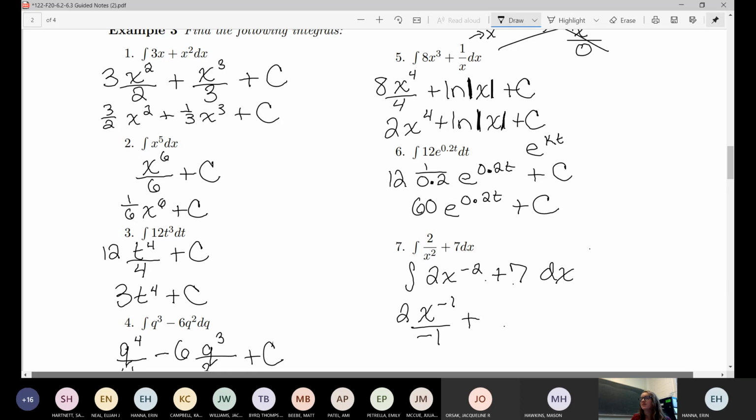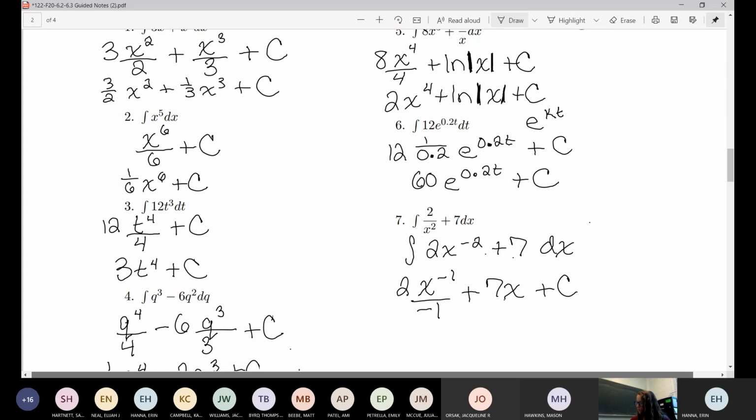Add the antiderivative of 7, which is 7x. That's our antiderivative of a constant. Tack on a plus c, always and forever. So technically, you could write 2x to the negative first plus 7x plus c, or if you're really fancy or just feel like it, you can put that x back in the denominator. So the only time you use the natural log one is if it's a power of 1 in the denominator. If it's more than a power of 1, it's not that.